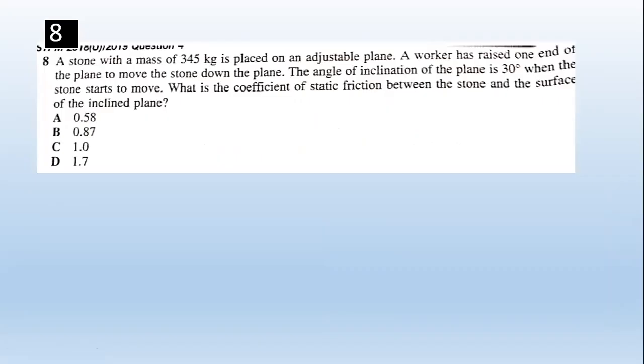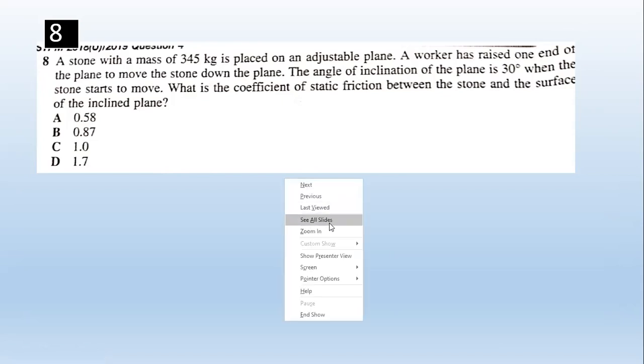Okay. Number 8. This is from a past year question also, 2018 or 2019. A stone of mass 345 kilograms is placed on an adjustable plane. That means it's going to be a slope. The worker has raised one end of the plane to move the stone down the plane. The angle of inclination of the plane is 30 degrees when the stone starts to move. What is the coefficient of static friction between the stone and the surface of the inclined plane?